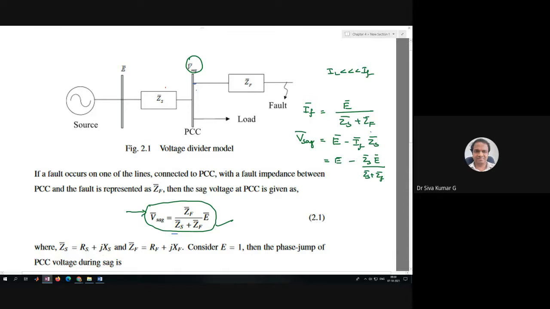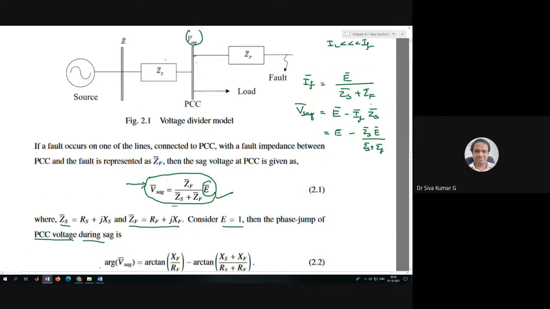Now this ZS is RS plus jXS, the source impedance or the source reactance, and this is about the fault impedance. And then we take this as a reference and the E bar to be 1 also. Okay, now we are going to find out what is the phase jump at the PCC voltage during the sag.